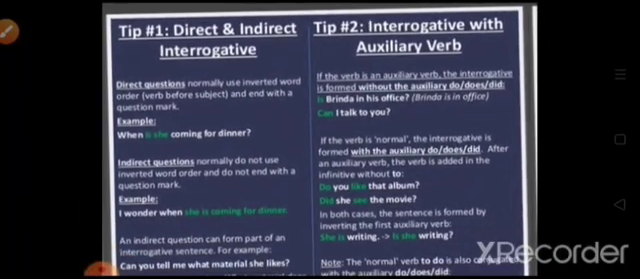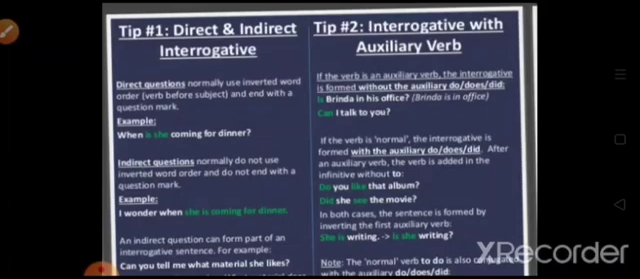Now tip number 2 is interrogative with auxiliary verbs. If the verb is an auxiliary verb, the interrogative is formed without the auxiliary do, does, did. Is Brinda in his office? Brinda is in the office. Do I talk to you? If the verb is normal, the interrogative is formed with the auxiliary do, does, did. After an auxiliary verb, the verb is added in the infinitive without to.